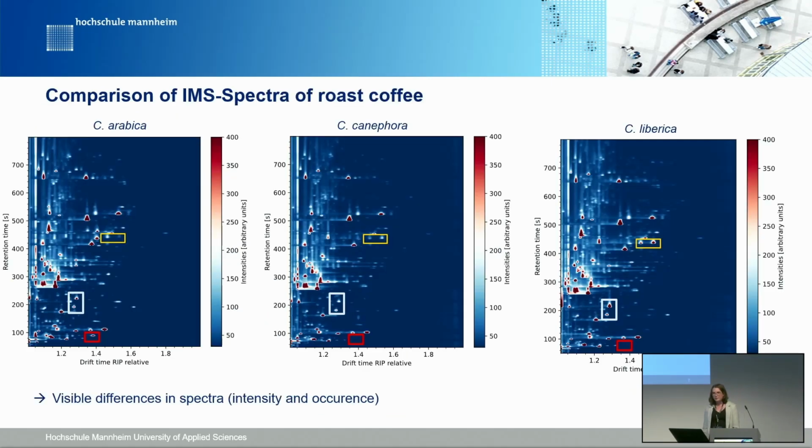So let's come to the differences between the different species. You can see that I marked 3 different boxes here, and that is to show you that those 3 species not only vary in general in taste, but you can also see that in the spectra. So we have this yellow box and the blue box here, and these show the differences in intensity in the spectra. So there are different intensities throughout the 3 species. And also we have differences in the occurrence of peaks, which is especially visible here with this red box, with this peak that can only be seen in Coffea arabica.